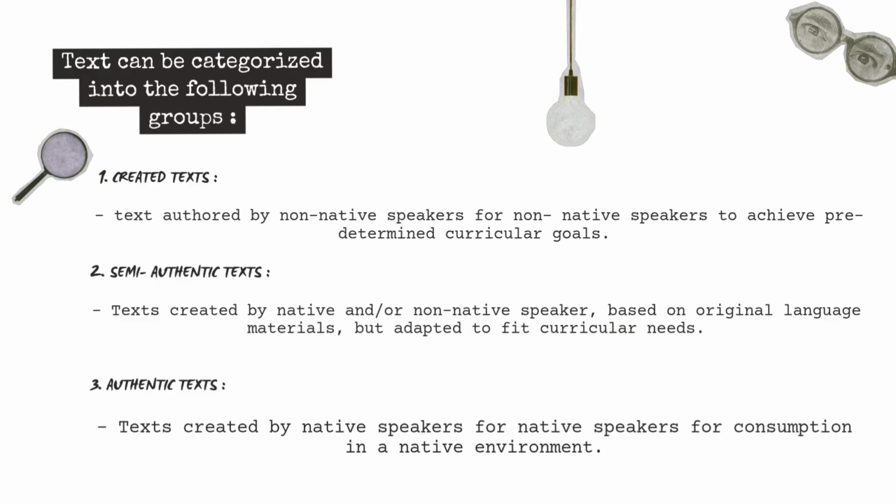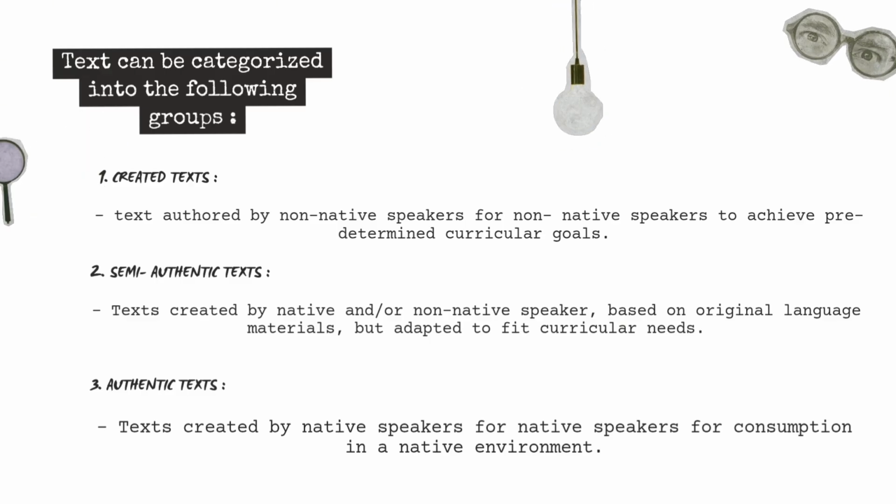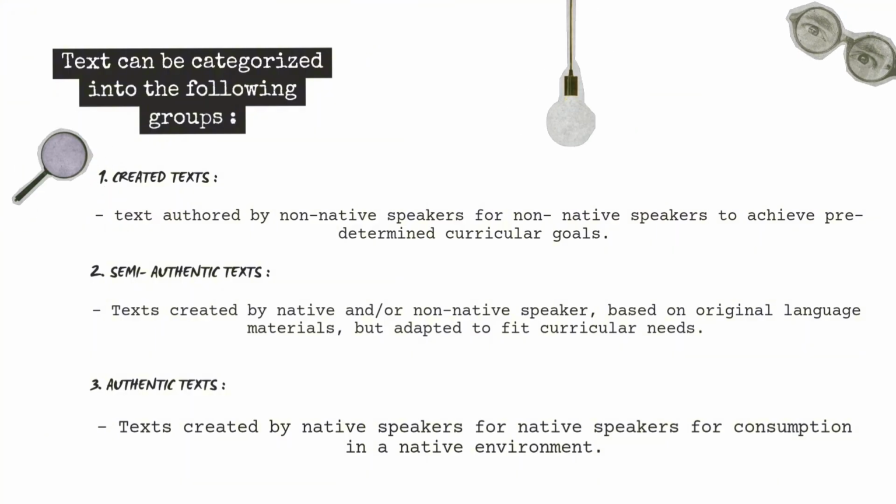A created text is a text authored by non-native speakers for non-native speakers to achieve predetermined curricular goals. Example for this is a Filipino writer composed Filipino materials for Filipino people. Next is the semi-authentic text. This text is created by native and or non-native speakers based on original language materials but adapted to fit curricular needs. Example for this is a Filipino film translated or with subtitles in English for native English speakers.